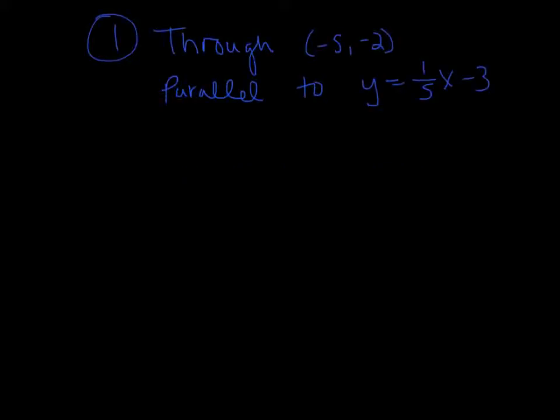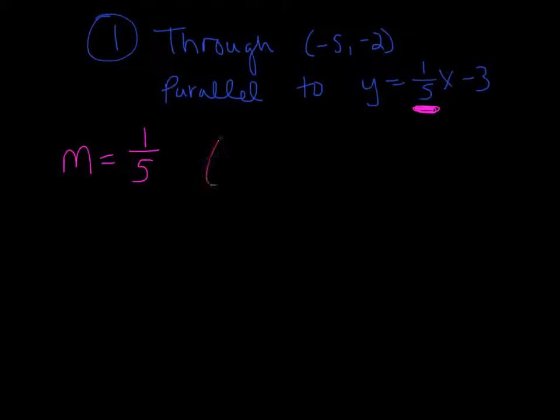So number 1 on your worksheet says to write an equation for the line that goes through (-5, -2) and is parallel to y equals 1/5 x minus 3. So the first thing that we're going to do is figure out what the slope of our line is going to be. Our line is parallel to y equals 1/5 x minus 3, which means that our slope is going to be the same as the slope of the line it's parallel to, since parallel lines have the same slope. So our slope is going to be 1/5.